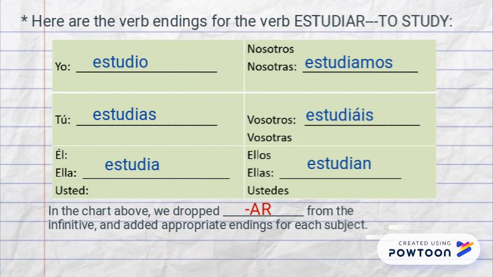Okay, so what we did in this chart is to drop the AR from the end of estudiar, and we added different endings based on what the subject of the sentence was. And the endings we added were o, as, a, amos, and an. Okay? So this is going to work for any of the other verbs that we're using as well. So hablar, for instance, becomes hablo, hablas, habla, hablamos, and hablan.